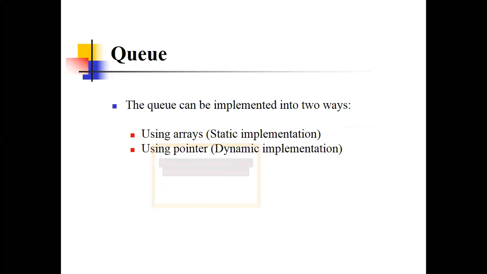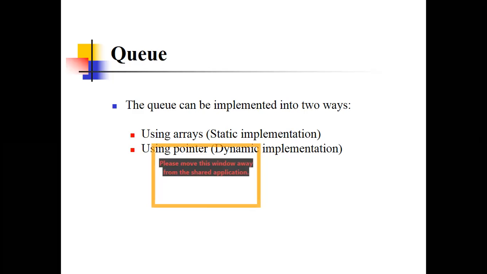The queue can be implemented in two different ways. You can use arrays, which is known as the static implementation of the queue, and you can use pointers, which is known as the dynamic implementation of the queue. So you have to arrange your data accordingly, where you need to generate the queues, the stacks, the linked lists, and similarly the arrays.